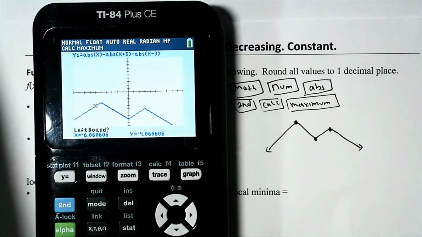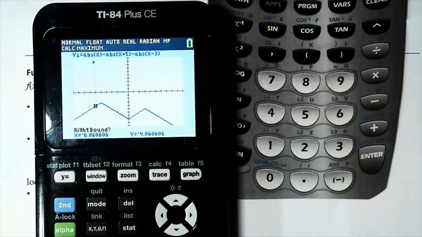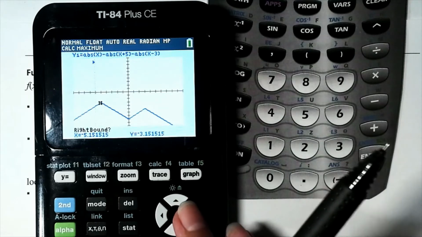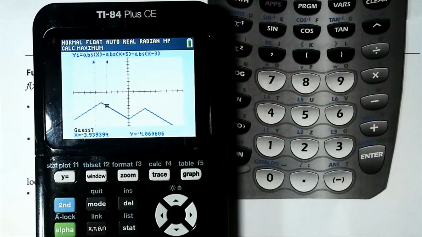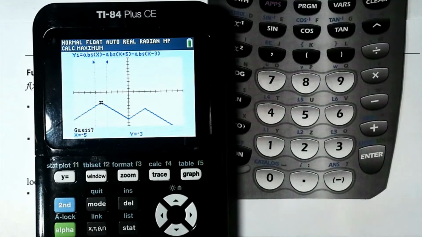Remember, enter is at the bottom of the screen. So there's my special effects. Okay, so we're gonna go ahead, hit enter, and then it says right bound question mark. So what the calculator is telling you is this: just put the cursor anywhere to the right of whatever your high point is. So our high point is here, so we want to put the cursor anywhere to the right of it. So I'm at that high point, so let me just put my cursor anywhere over it, and then we're gonna hit enter. Now when it says guess, you have options. You can either move the cursor as close as possible to where you believe the high point is, or you can just hit enter where you're at.